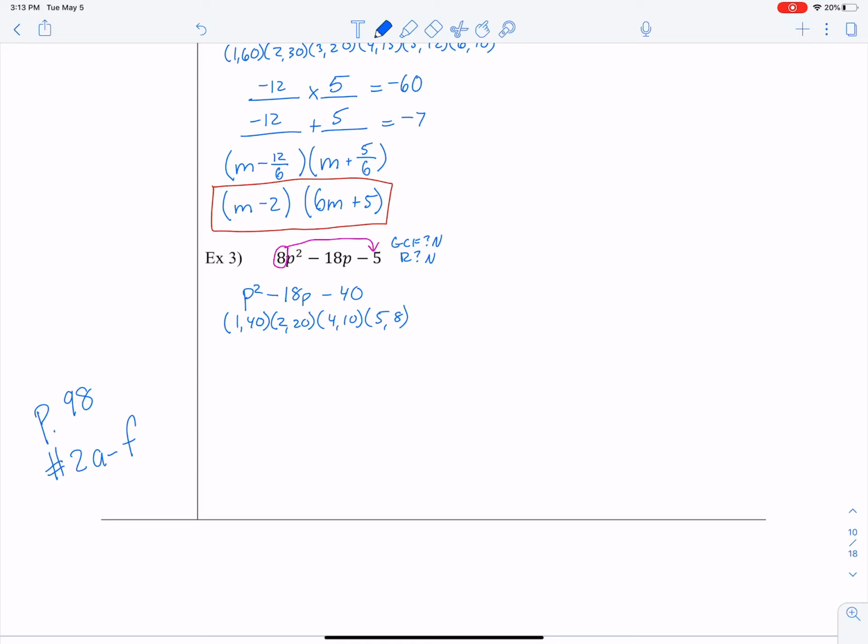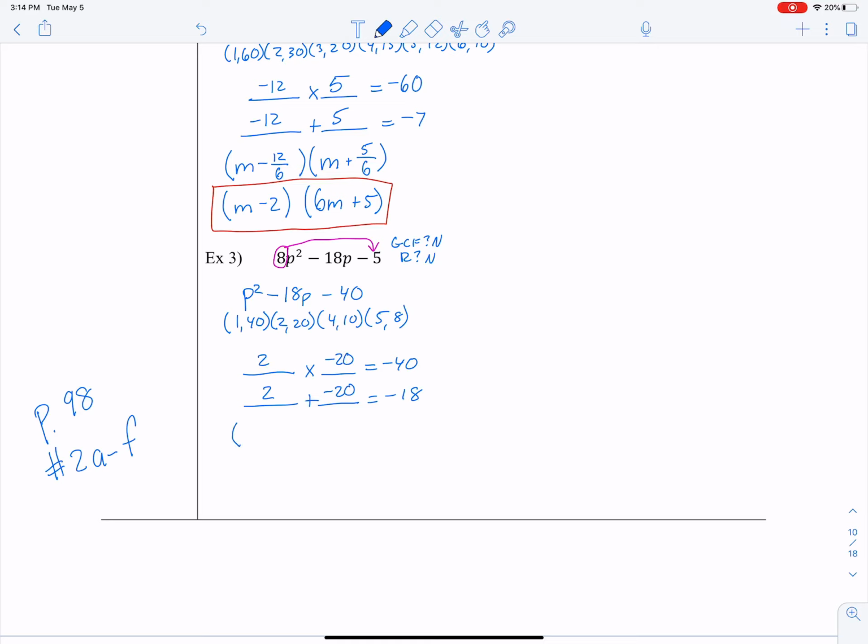5 and 8. So I'm looking for two numbers that are going to multiply together to give negative 40 and add together to give negative 18. So I'm going to look at my pairs, and I'm going to see how am I going to combine to get negative 18. So here, if I look, I have 20. I take away 2, that would give me 18. So I'm going to have 2, and I'm going to have minus 20, 2, and minus 20.